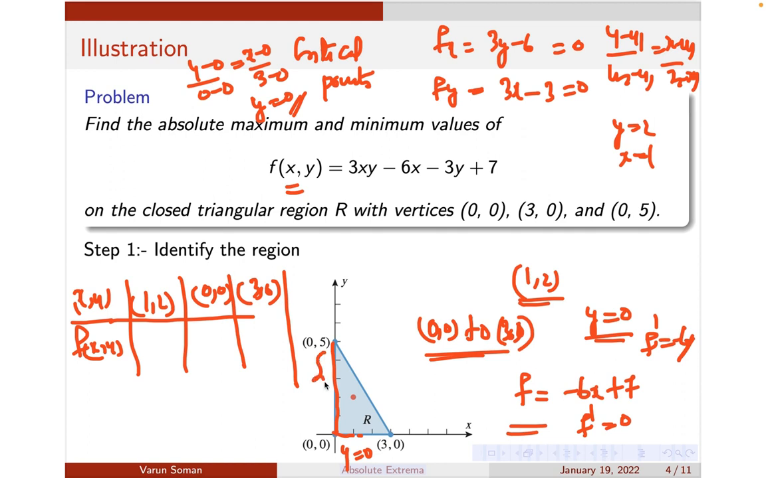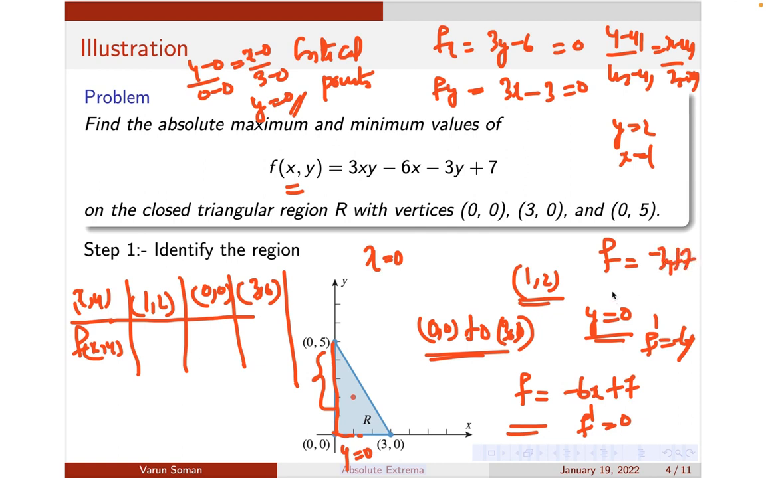Let us look at this boundary. In that boundary, can you tell me the equation? If you know that this is the y-axis, the equation would simply be x is equal to 0. If you don't know, you can just apply the 2-point form to find it. Okay, now what will my f of x, y become? Since x is 0, it will become simply f is equal to minus 3y plus 7.